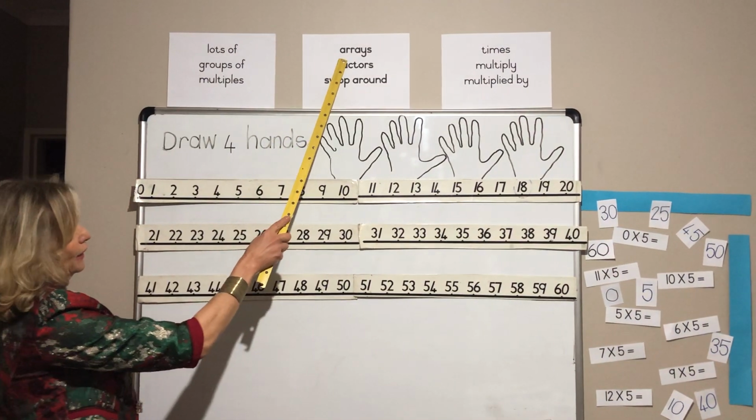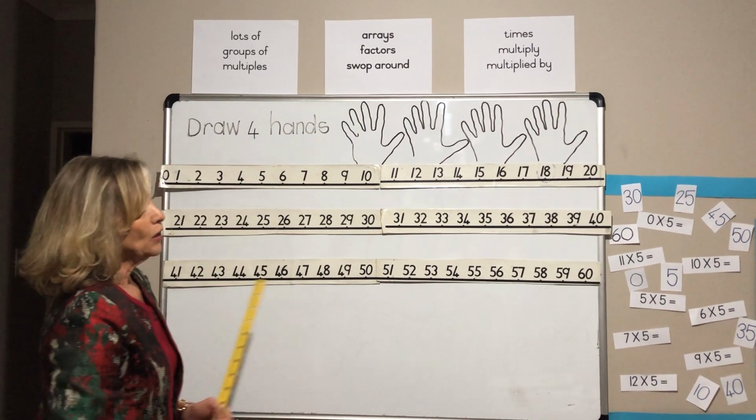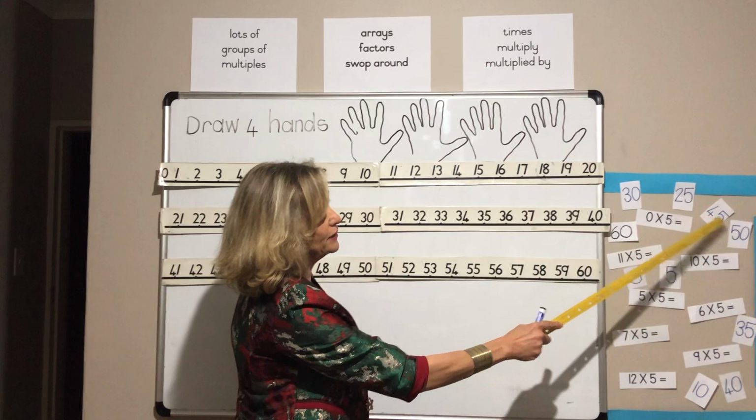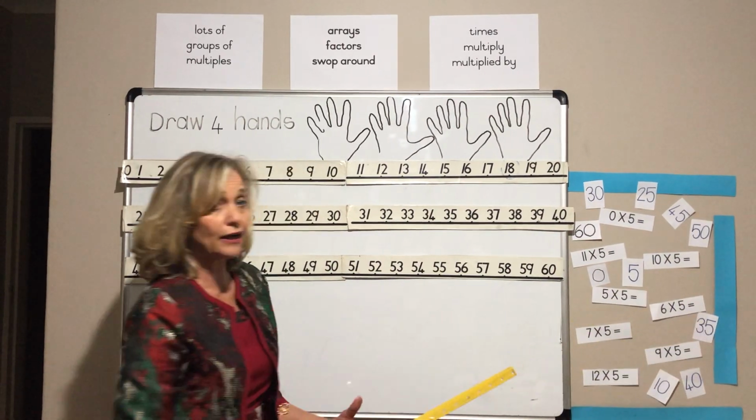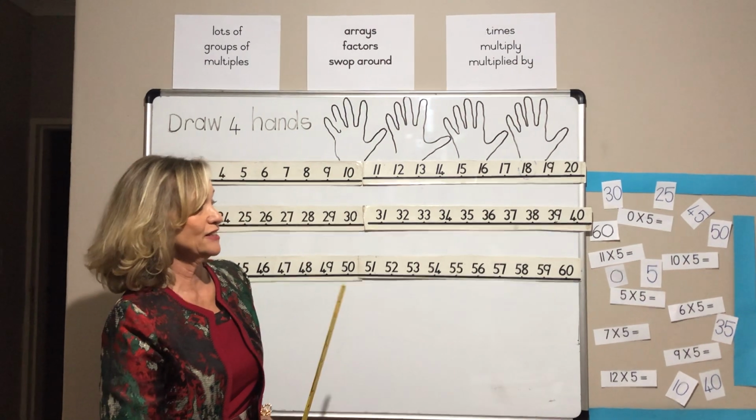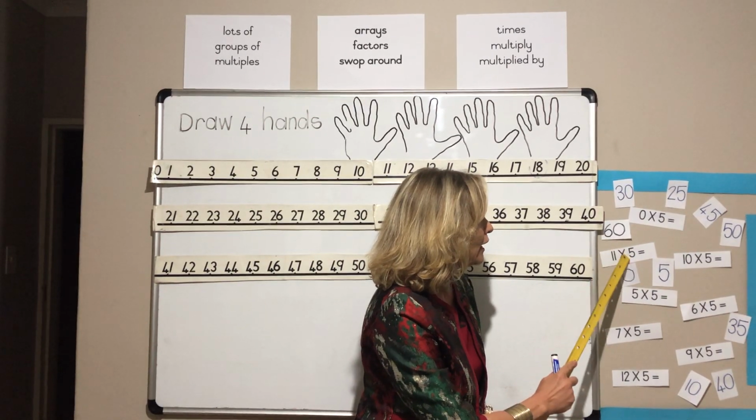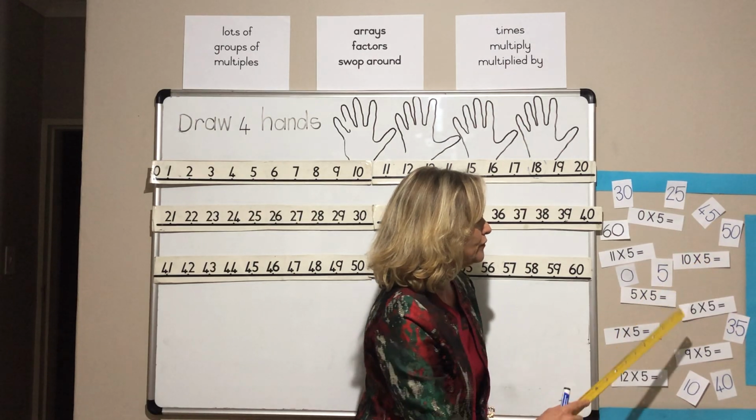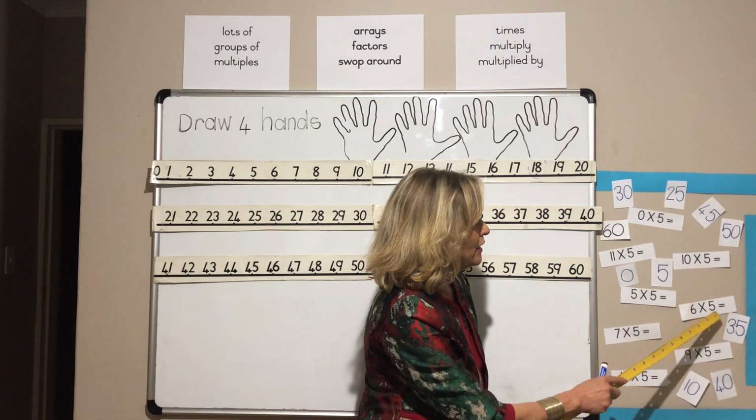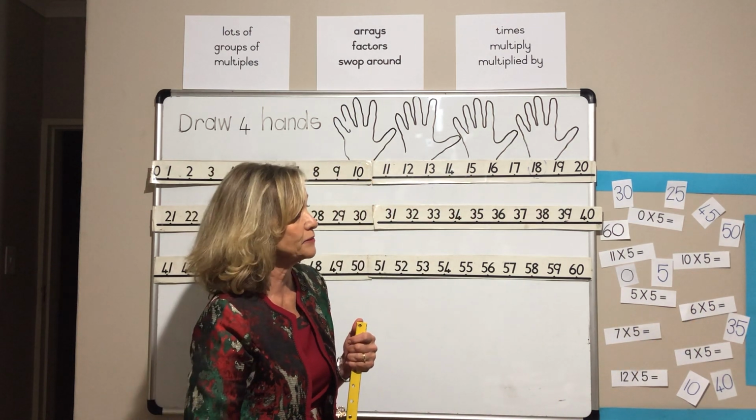So we have arrays, we have factors. Now just now we were talking about the multiples in the times tables of 5. The factors in these sums are the numbers 11 and 5. There we have 10 and 5. There we have 6 and 5. Those are the factors in those time sums.